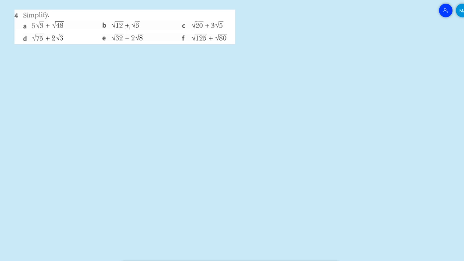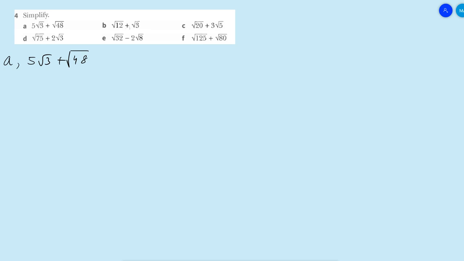I have taken from part A to part F. Simplify part A: 5 root 3 plus root 48. This time we have to add or subtract surds.